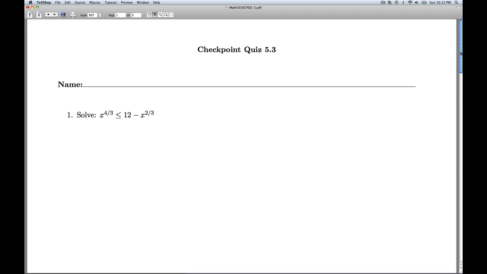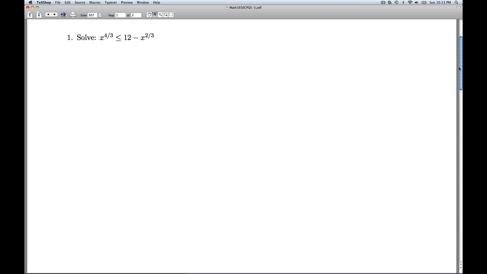Hi folks, this is Checkpoint Quiz 5.3. Number 1, we're asked to solve a nonlinear inequality. Nonlinear meaning that the powers on the x's here are something other than 1. And so the way we're going to solve this is the way we've solved all of these nonlinear inequalities.